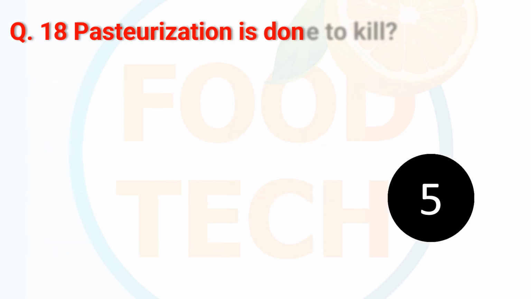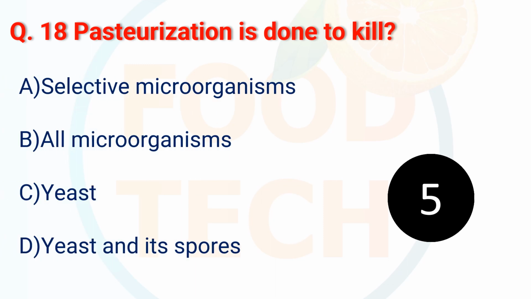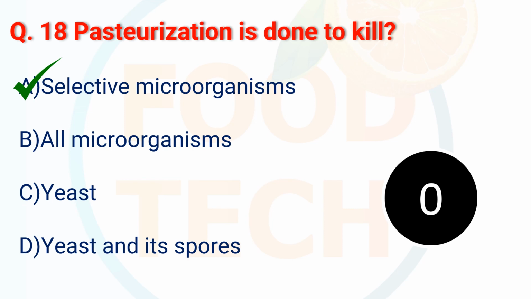Question 18. Pasteurization is done to kill A. Selective microorganism, B. All microorganisms, C. Yeast, D. Yeast and its spore. The answer is A. Selective microorganism.